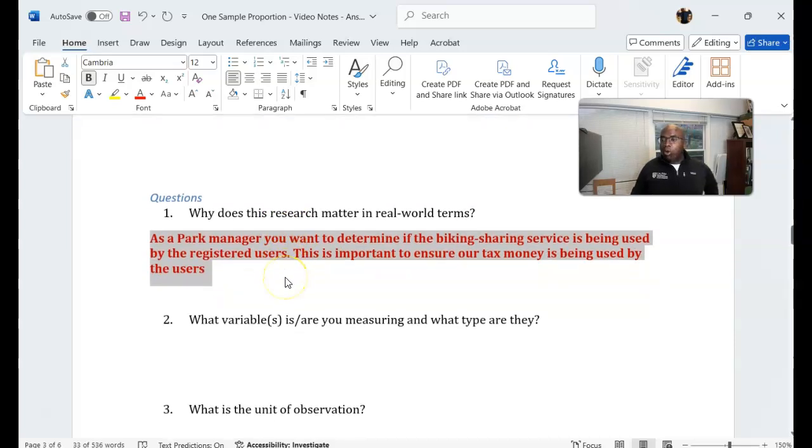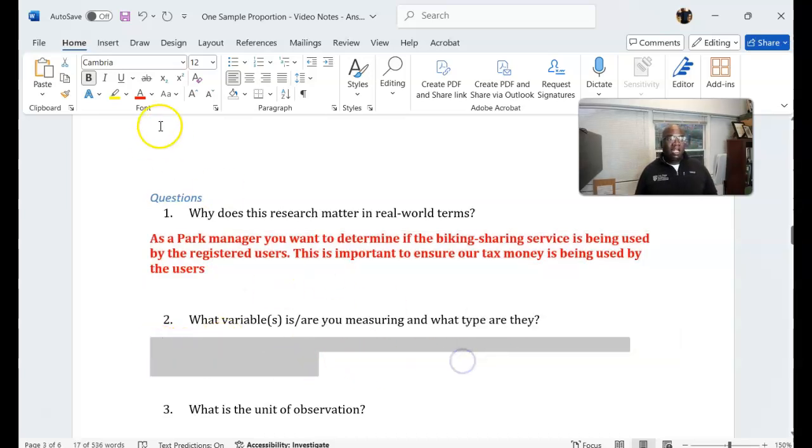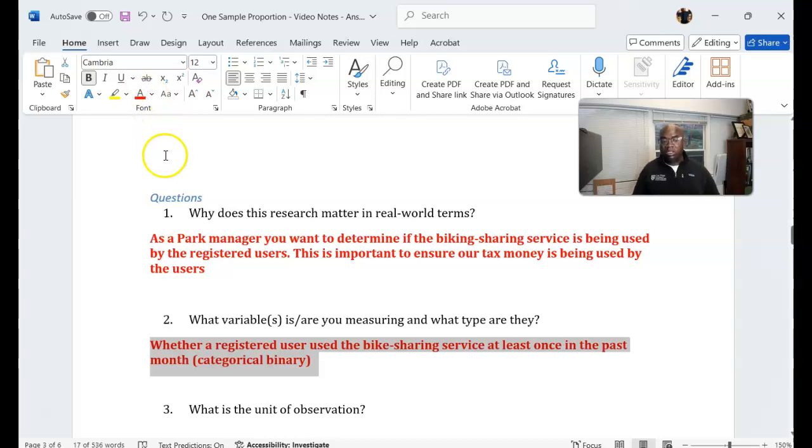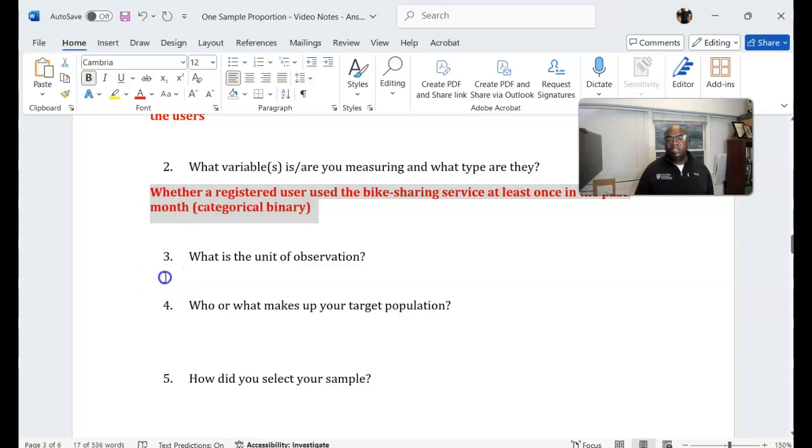With that being said, what's being measured on each of those users? What's being measured is whether they use the program at least once in the past month or not. Either they did or they did not. So that's going to be our variable of interest, and it's categorical binary because it's either you do or you don't. What's the observational unit? It's going to be a registered user.